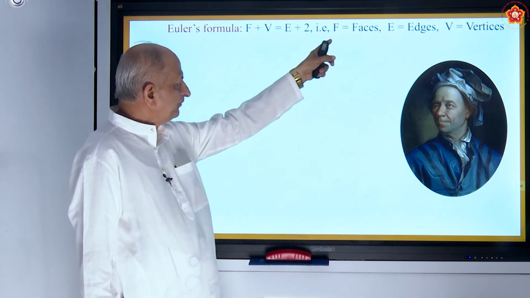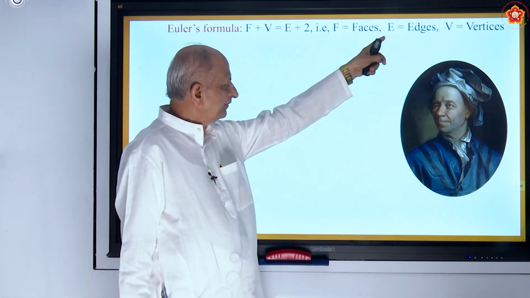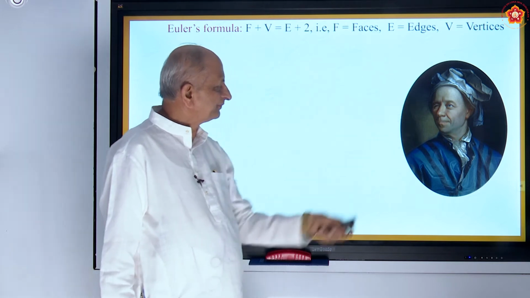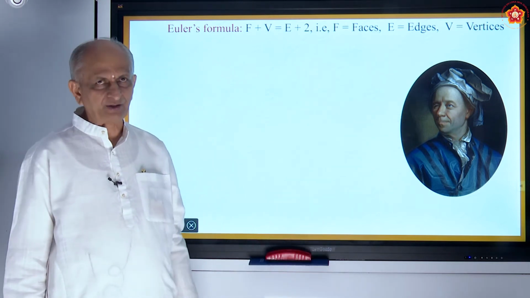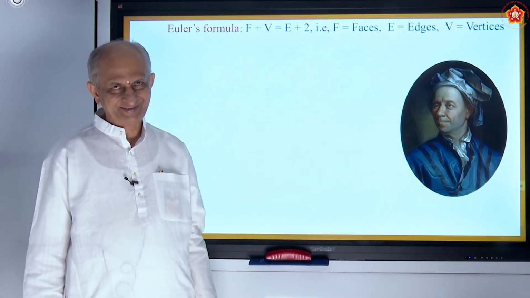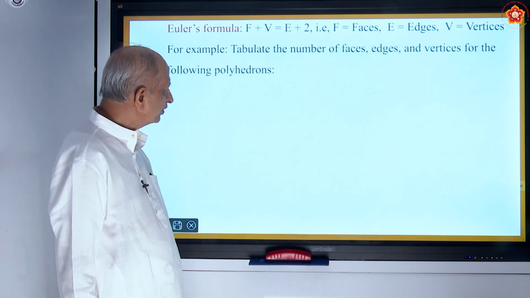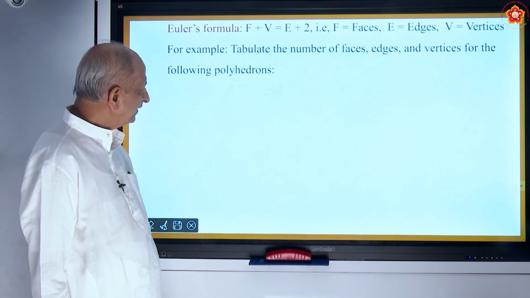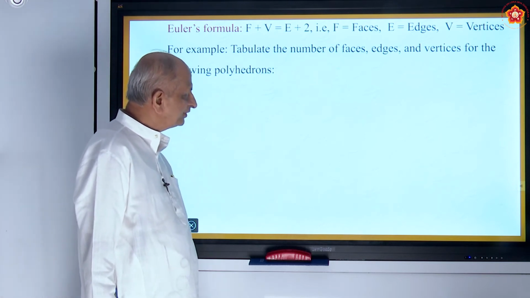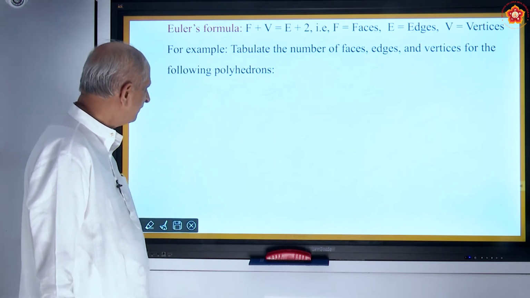What does F stand for? Number of faces. What does E stand for? Edges. What does V stand for? Vertices. Correct? Shall we verify it now? Okay. So, tabulate the number of faces, edges and vertices for the following polyhedrons.